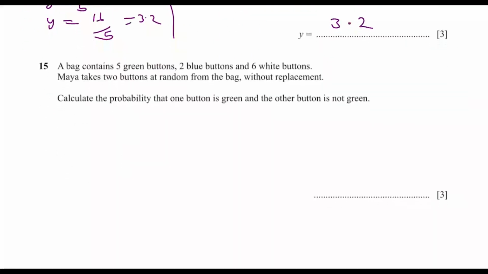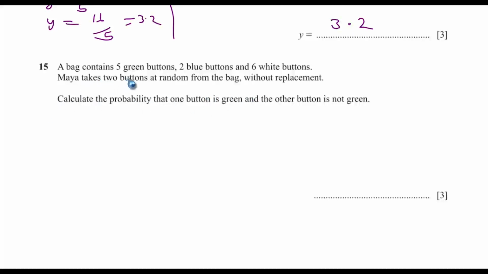That is question 15. A bag contains 5 green buttons, 2 blue buttons, and 6 white buttons. Maya takes 2 buttons at random from the bag without replacement. Calculate the probability that one button is green and the other button is not green.